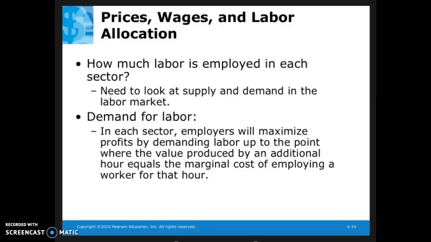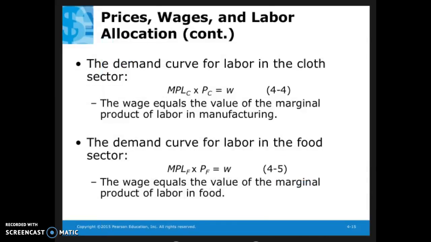A good question is, how much labor is employed in each sector? For that, we need to look at supply and demand for labor. Demand for labor: employers will maximize profits by demanding labor up to the point where the value produced by an additional hour equals the marginal cost of employing a worker for that hour. Here's what the formula for the demand curve for labor in the cloth sector looks like, where the marginal product of labor times P sub C equals the wage. And the wage equals the value of the marginal product of labor in manufacturing.